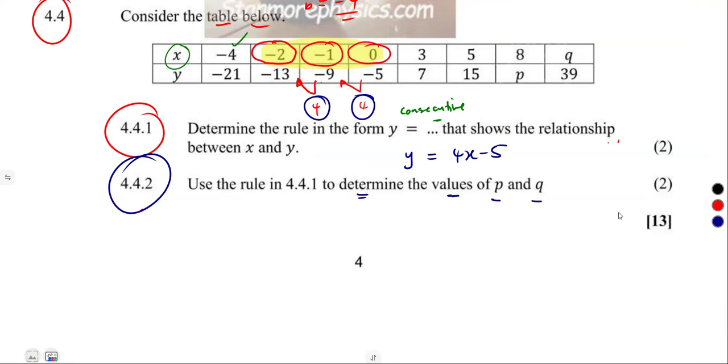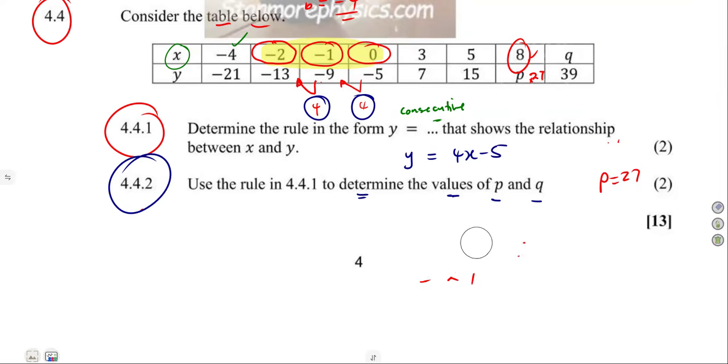Then on 4.4.2, use the rule that you obtained here on 4.4.1 to determine the values of P and Q. All right. From this rule, what is P representing? P is the value of Y. This is the output, when the input value is X. Our X is 8. So Y is equal to what, when X is 8? That is the question. So that's 32 minus 5, and that is going to give us 27. So P is equal to 27.